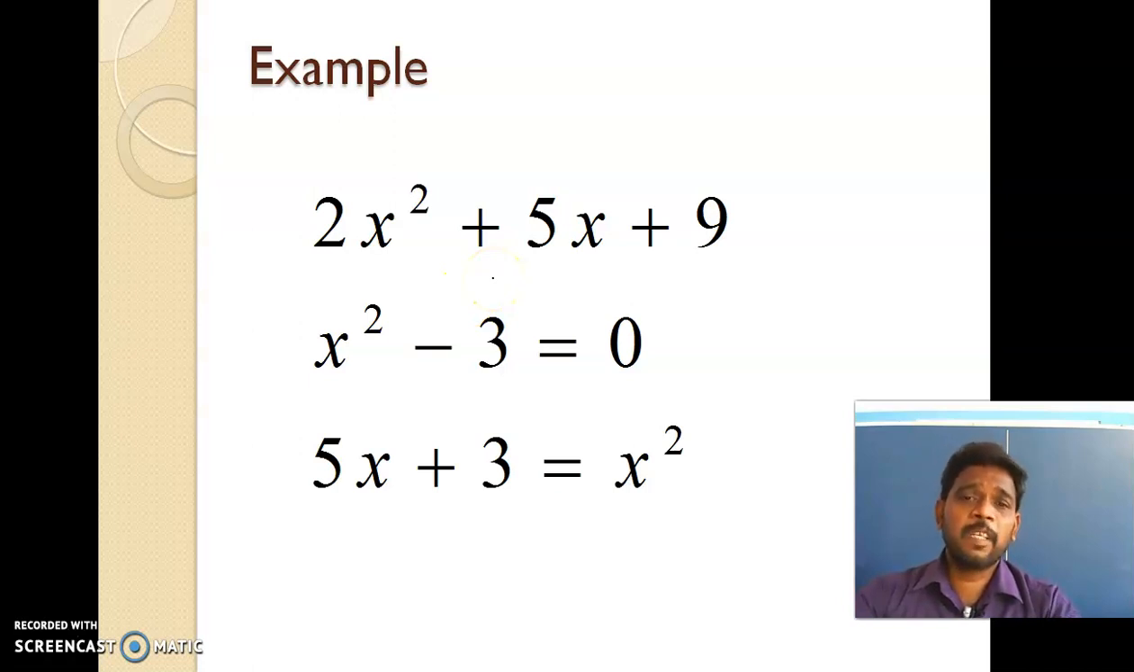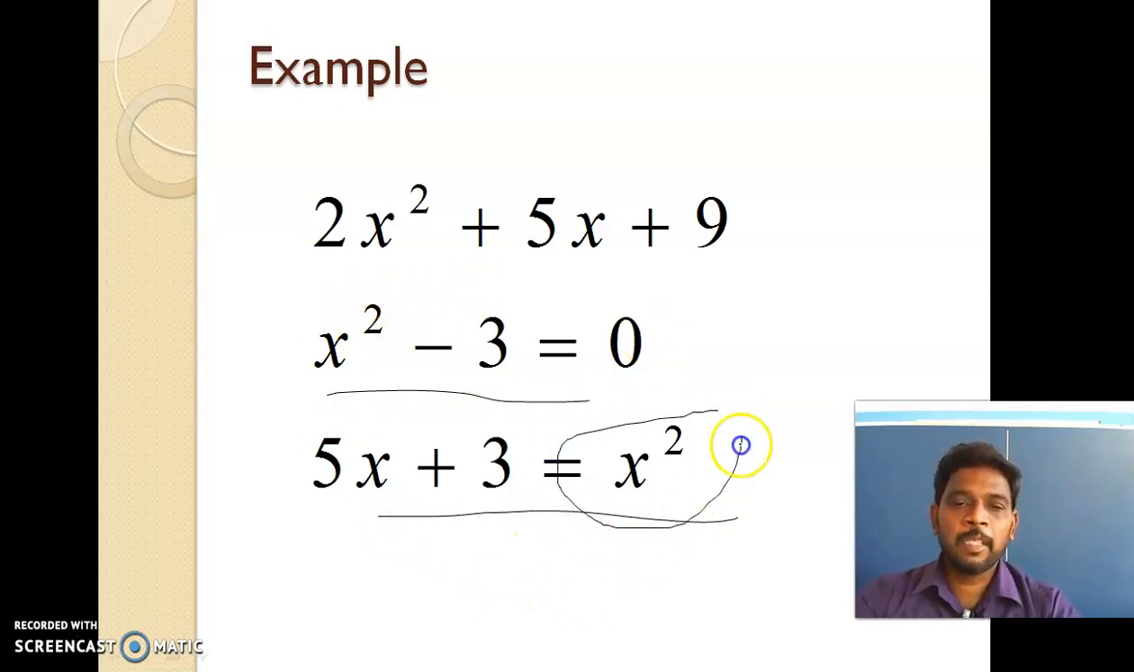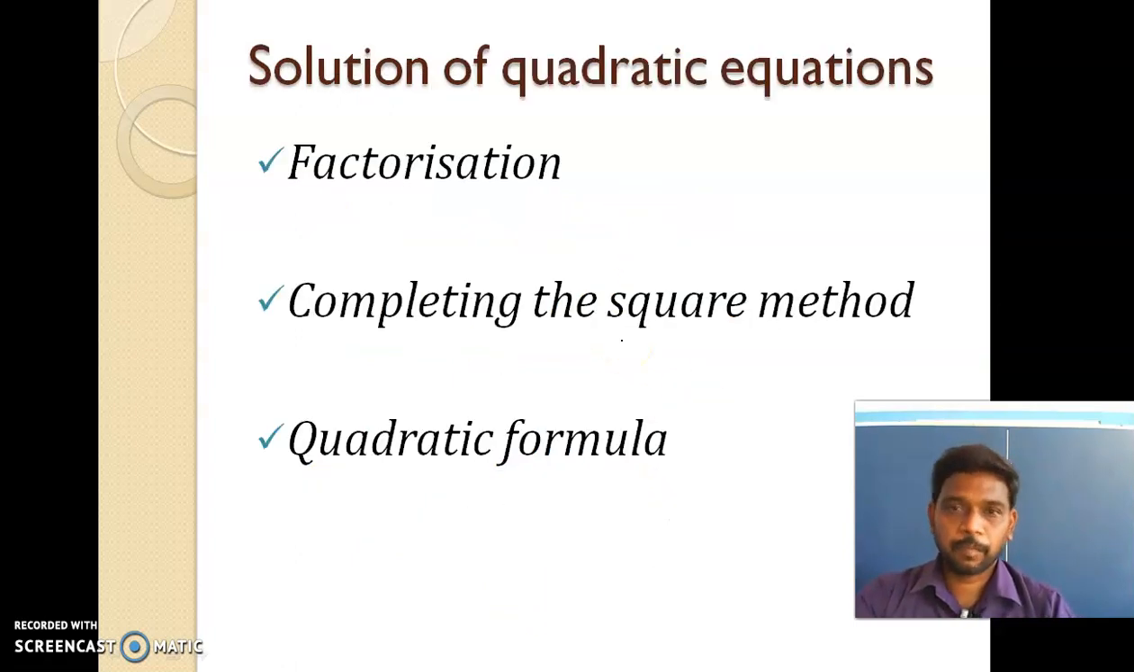Okay, 2x square plus 5x plus 9, and here only three terms are there. However, the highest power of the variable is 2, therefore it is a quadratic equation. So here also the maximum power of the variable is nothing but 2. Therefore these are some examples of the quadratic equations.